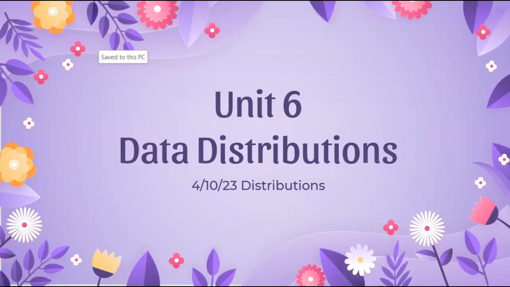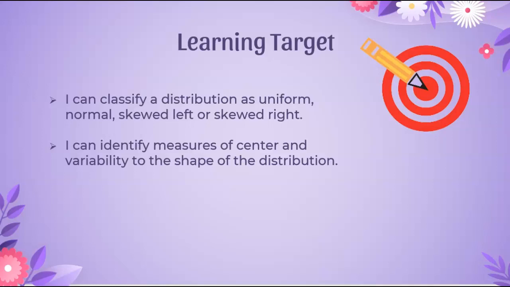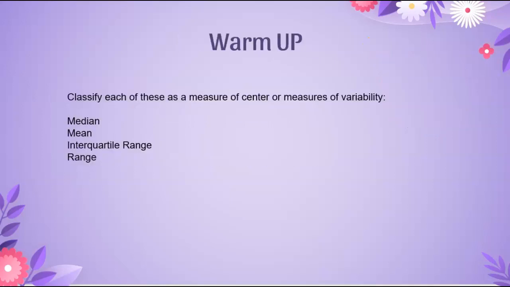Today we're going to talk about data distributions. Our learning target today is I can classify a distribution as uniform, normal, skewed left, or skewed right. And my other learning target is that I can identify measures of center and variability to the shape of the distribution.